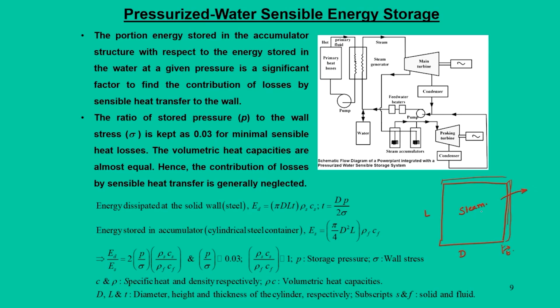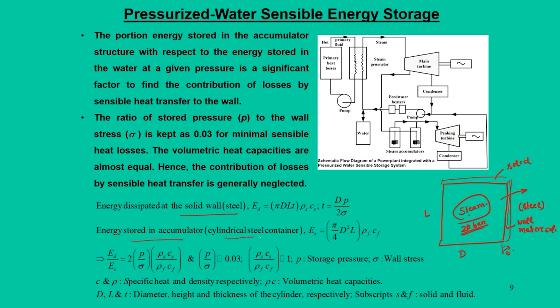So, there are two parameters here. One is the wall material in which it is stored, and typically it is steel. The other is steam, which is stored closely at about 20 bar pressure. So, the idea is that there are two factors: one is energy dissipated at the solid wall, and the other is energy stored in the accumulator in the steam.